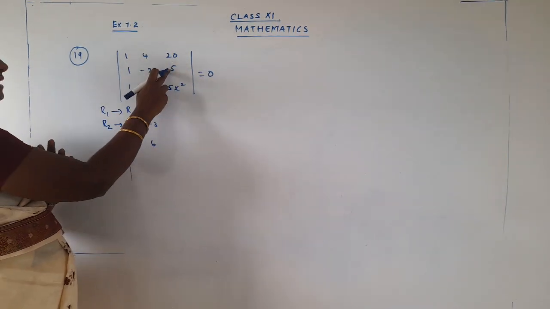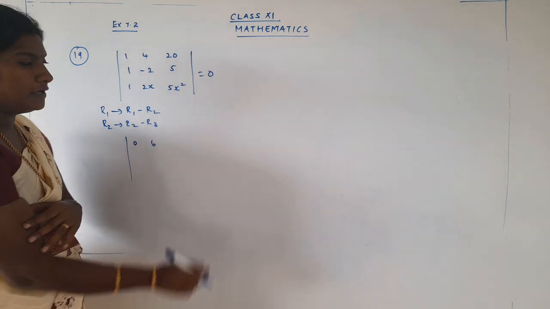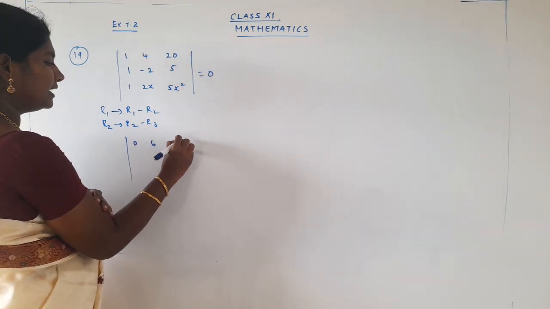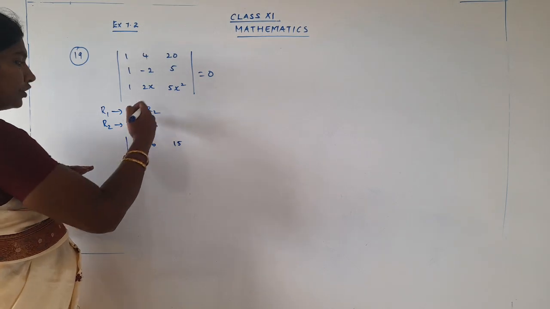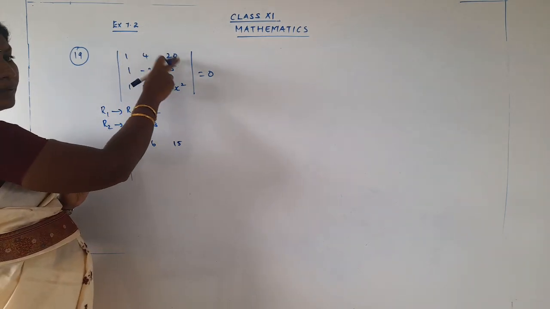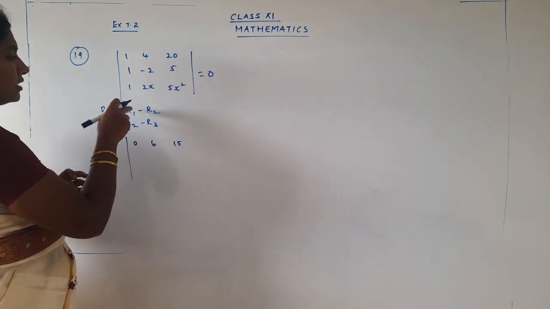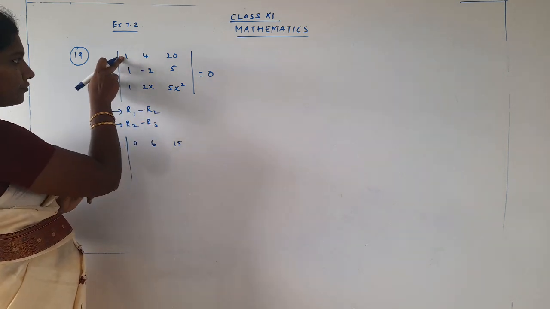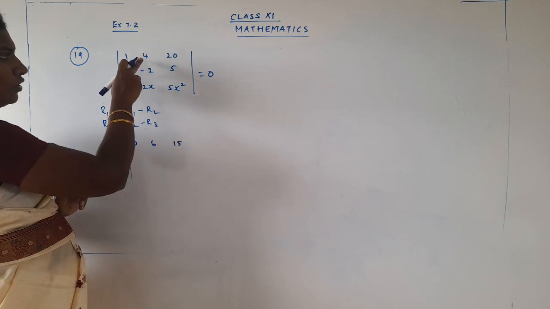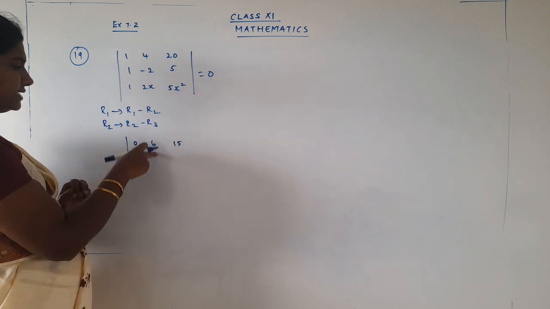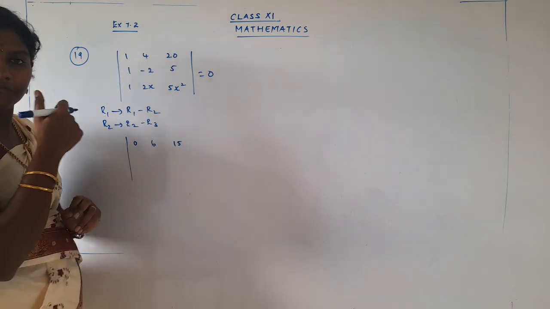Now this is 20 minus 5, 15. So I have completed the first row. I got new elements now. First it was 1, 4, 20, now we have 0, 6, 15. How have you found this? R1 minus R2. So 1 minus 1, 0. 4 minus of minus 2, 6. 20 minus 5, 15.